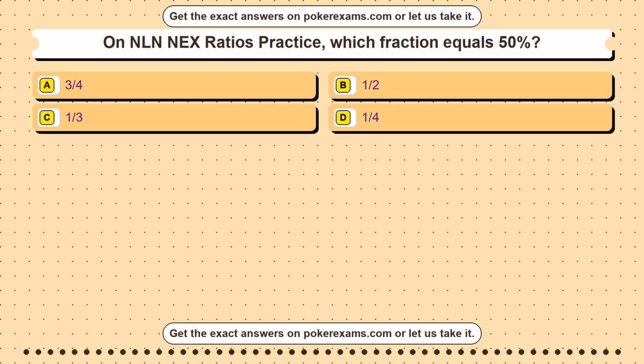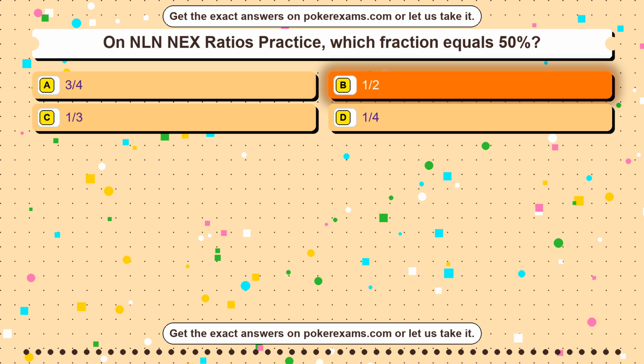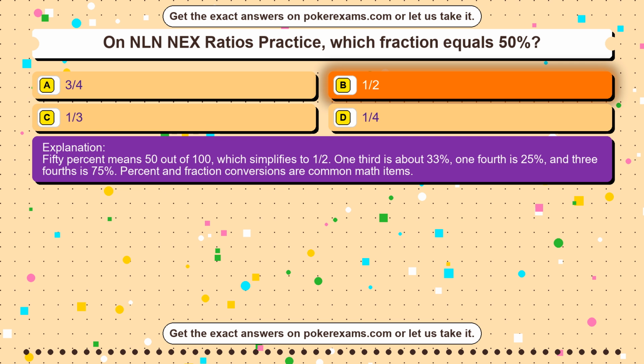Question 4. On NLN NEX Ratios Practice, which fraction equals 50%? Option A 3/4. Option B 1/2. Option C 1/3. Option D 1/4. The correct answer is option B, 1/2. 50% means 50 out of 100, which simplifies to 1/2. 1/3 is about 33%, 1/4 is 25%, and 3/4 is 75%. Percent and fraction conversions are common math items.